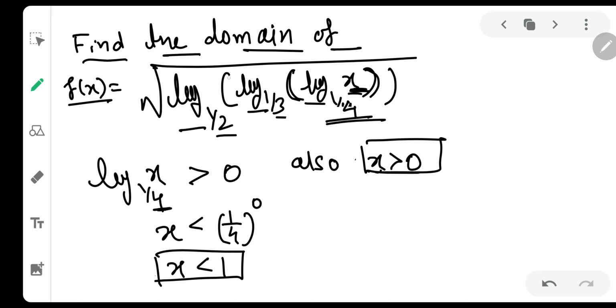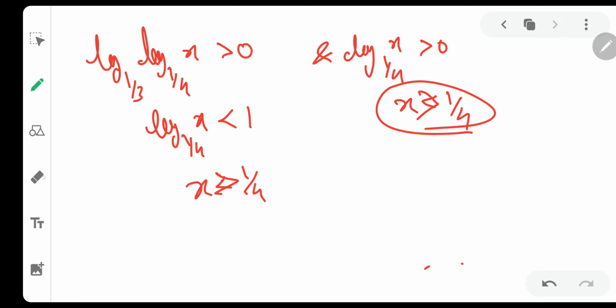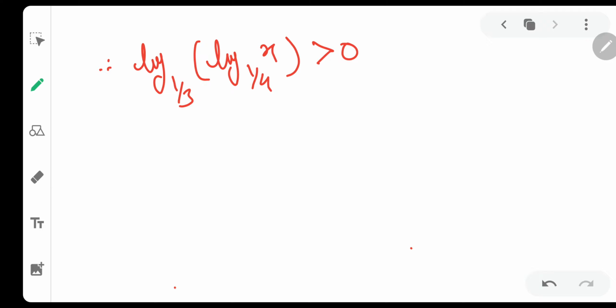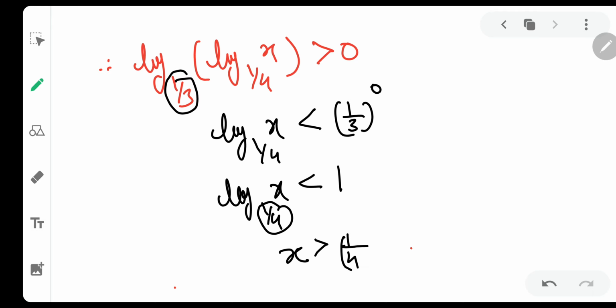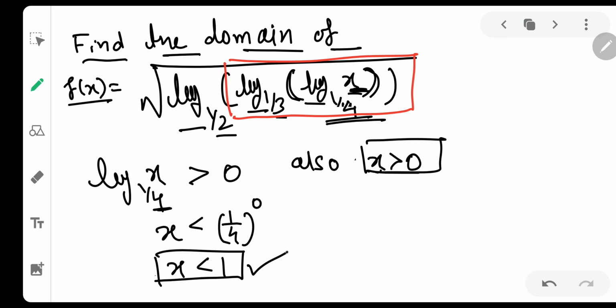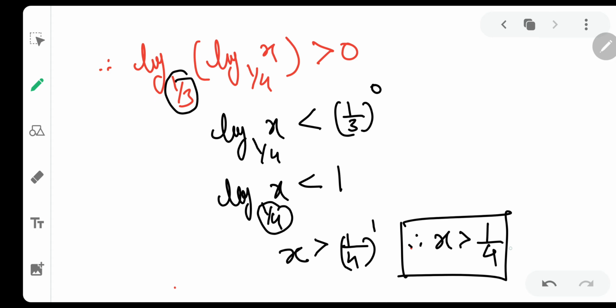Okay, moving ahead, now this particular part which I am boxing in red is also inside the log of something, so that should also be greater than 0. So therefore log of x to the base 1/4, to the base 1/3, should also be greater than 0. Now this base is less than 1, hence it should also be shifted. When it shifts, the inequality sign flips. Therefore log of x to the base 1/4 is less than 1. Again, when this base shifts, the inequality sign flips. So therefore x is greater than 1/4. So till now we have gotten x is less than 1, x is greater than 0, and x is greater than 1/4.